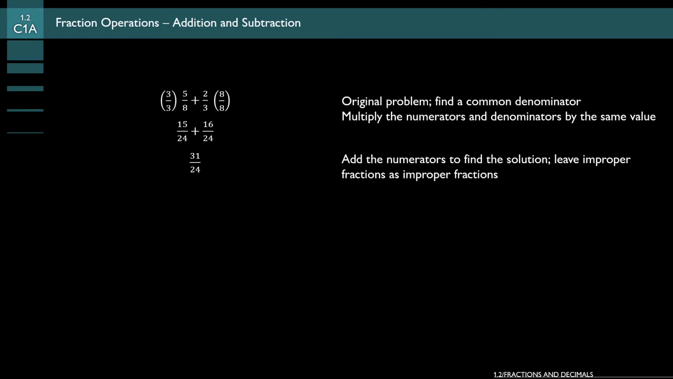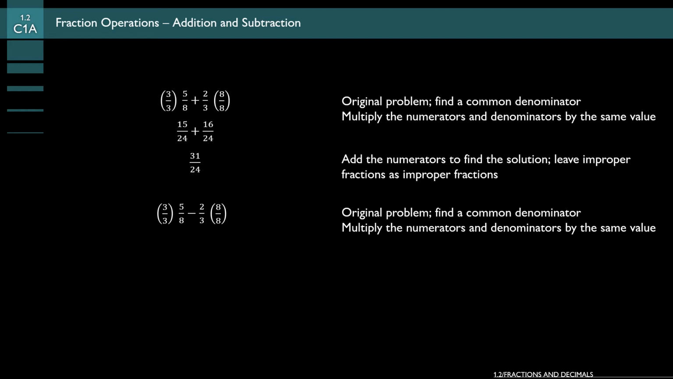Now for subtraction. I'm going to keep the same two fractions, just going to change the sign to subtraction. And so we'll have 5/8 minus 2/3. Again, we're going to multiply the 5/8 by 3/3, and we're going to multiply the 2/3 by 8/8. We're going to get 15 over 24 minus 16 over 24. Now, again, leave the denominators alone, just subtract the numerators. When we do that, we come up with -1 over 24.